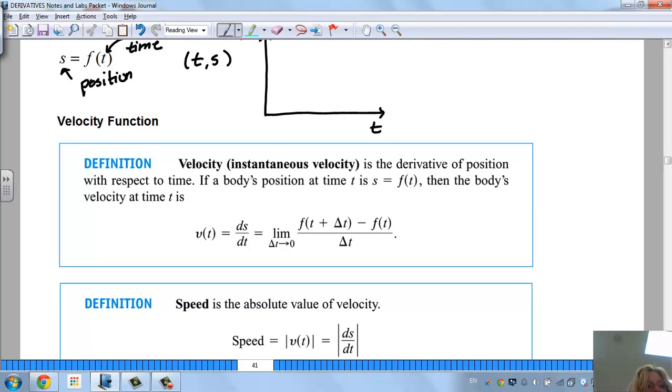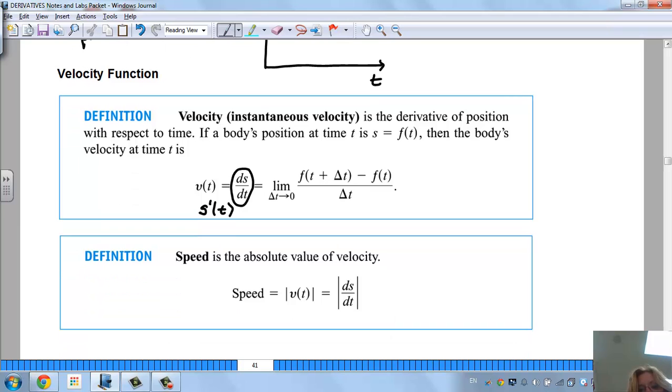Here's our velocity function. Again, the velocity, or the instantaneous velocity, is the derivative of position with respect to time. That is why it's always ds/dt, or it's s prime of t, the first derivative. If a body's position at time t is s equals f of t, then the body's velocity at time t is this, which is the first derivative. This goes back to our definition of the derivative as the limit, and we're talking about the change in time.